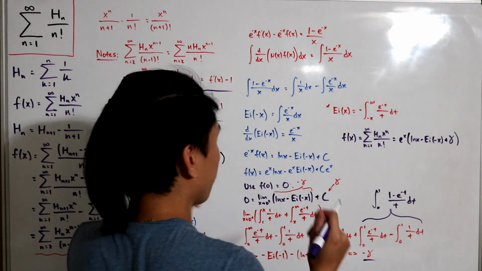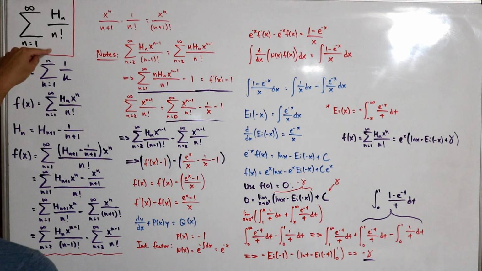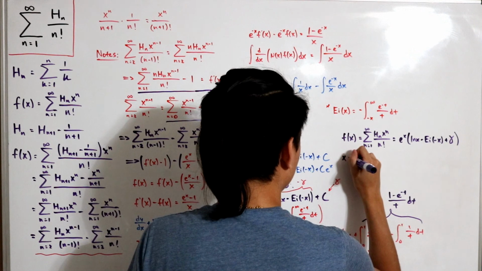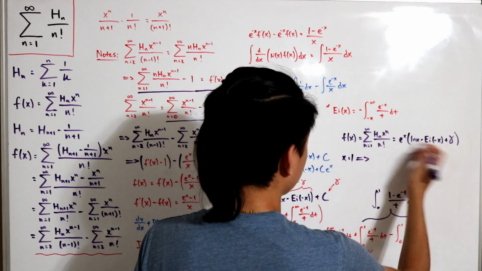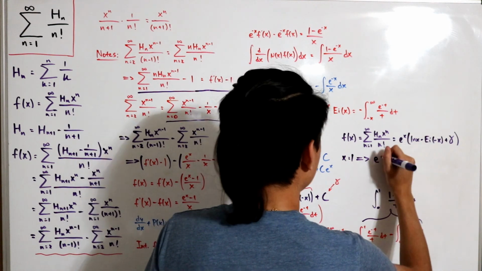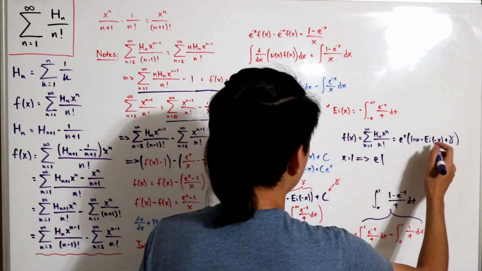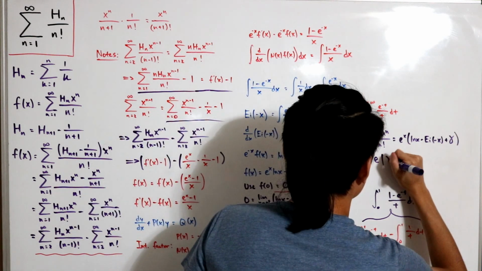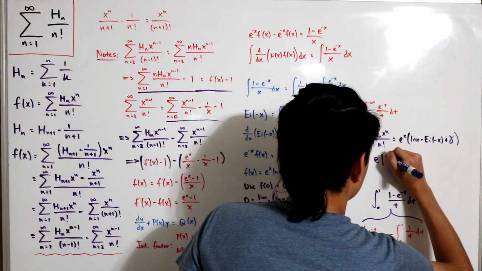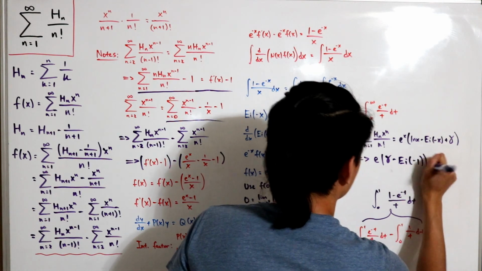Okay, and now we're almost done. Of course, we're given that we have to solve the infinite sum from n equals 1 of h sub n over n factorial. What I can do is let x equal 1, and so if I plug 1 into this entire thing, then we get e to the 1, and then natural log of 1 is just 0, and then we have minus Ei of negative 1, and then plus gamma. So therefore it's gamma, I'm just rearranging the terms. Gamma, and then minus Ei of negative 1, like so.